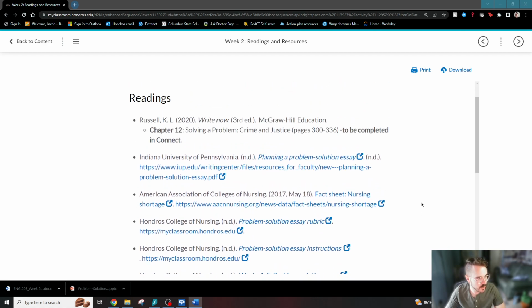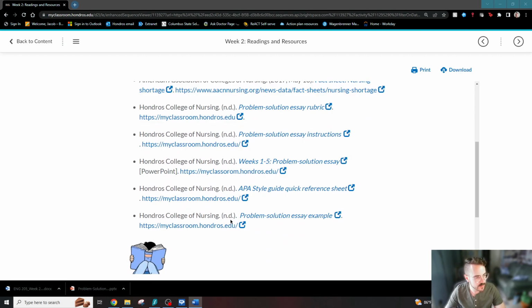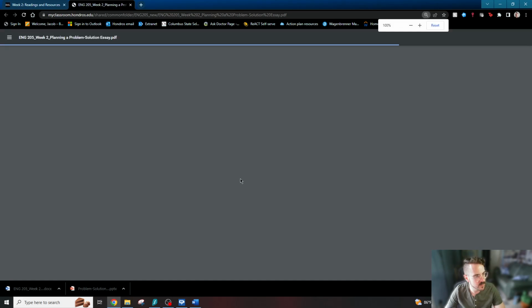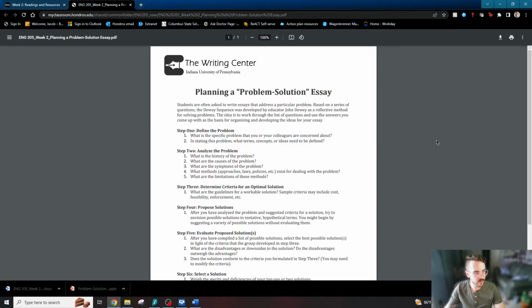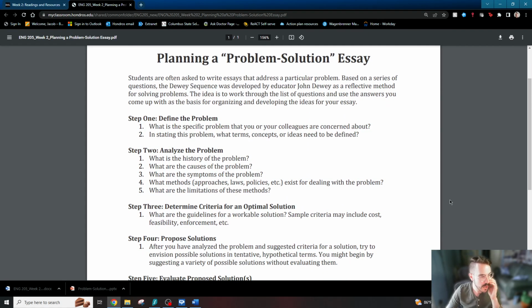So let's see here. We went over the rubric and the instructions. We also have a sample problem solution essay. Please make sure to read that on your own. That'll give you a really good sense of what your paper should look like. And I think the last thing I will point out here is I'll go over the Dewey sequence with you. Now, you've heard me talk through this at least once already, so this is probably not super new information.